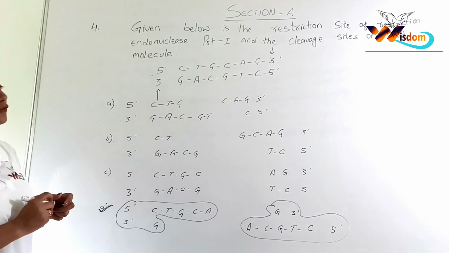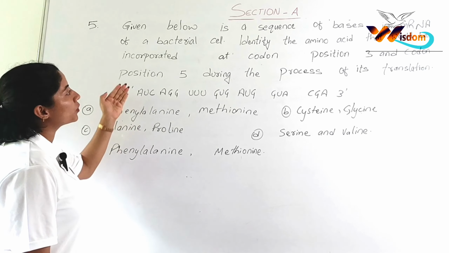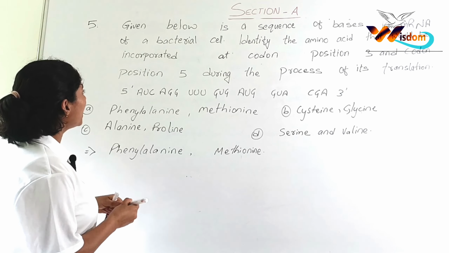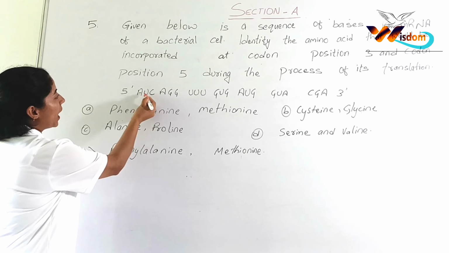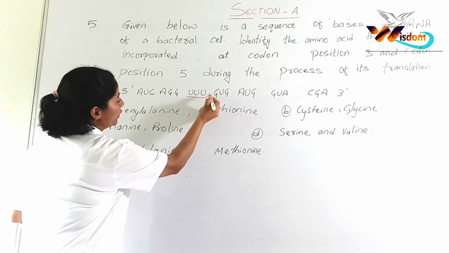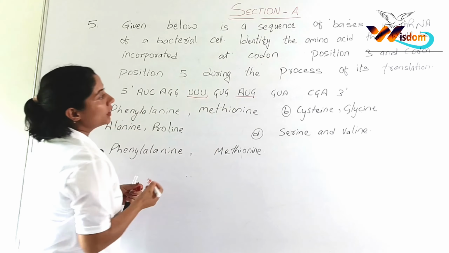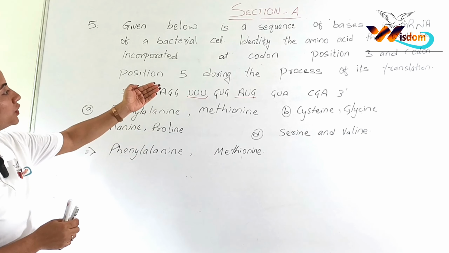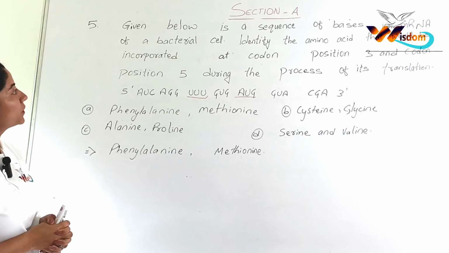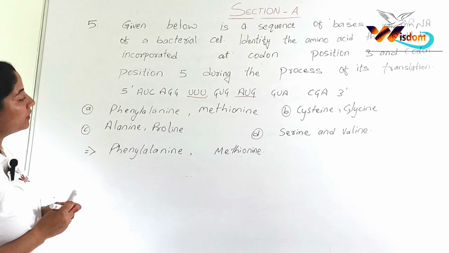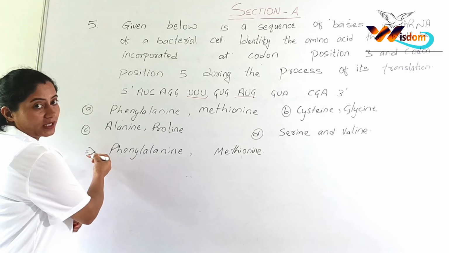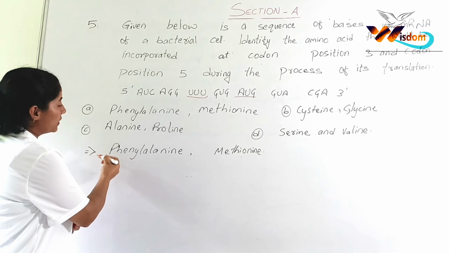In question 5, given below is a sequence of bases in mRNA of a bacterial cell. We have to identify the amino acid that would be incorporated at the codon position 3 and position 5 during the process of translation. So 1, 2, 3, the codon in position 3 and the codon in position 5. The codon at position 3 gives phenylalanine, and the codon at position 5 gives methionine. So the correct answer is phenylalanine and methionine.